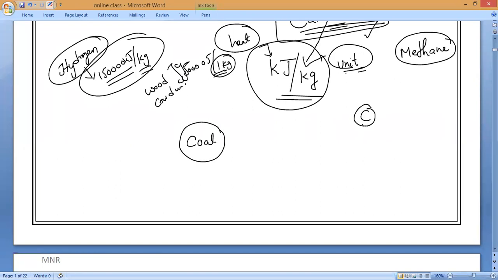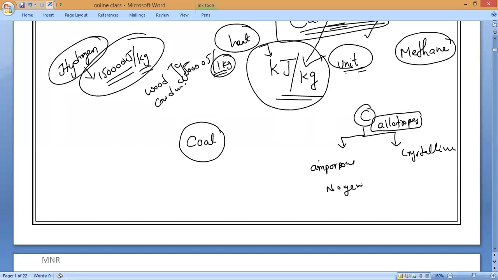All carbon exists in two forms. All are called allotropes only. We all know allotropes means what? Same chemical properties but different physical appearance. That is what it is. So allotropes occur basically in two forms. One is the amorphous form, another one is the crystalline form. Amorphous means no geometrical structure.